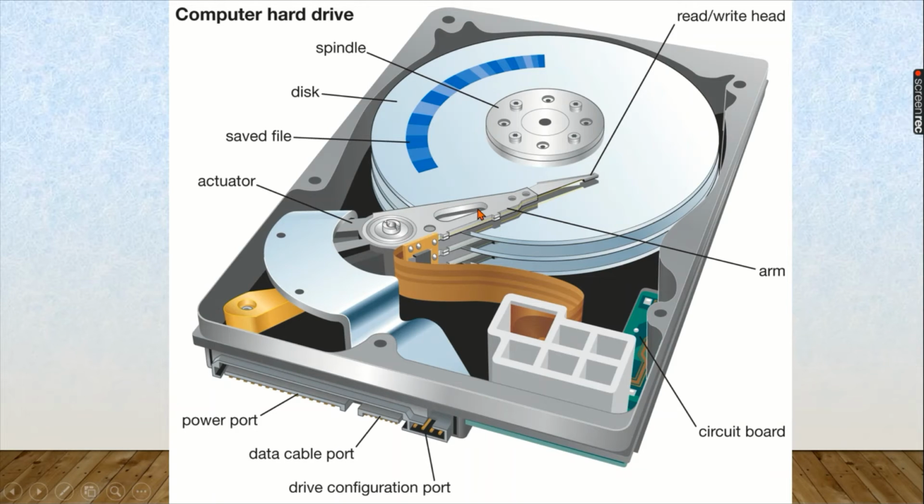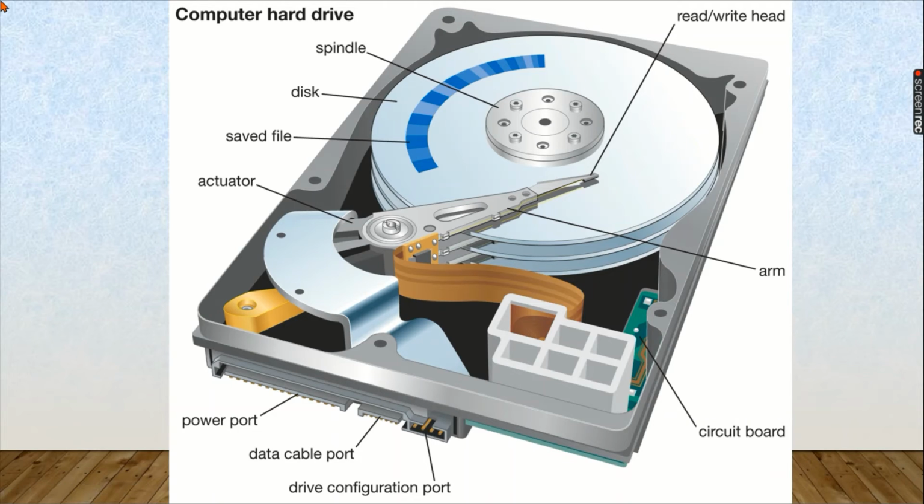This one is a read write head. We can see data can be read and written with the help of this head, and this one is the arm of the head and actuator that moves the head across the platters. There are also power ports on the back side or one side of the hard disk.